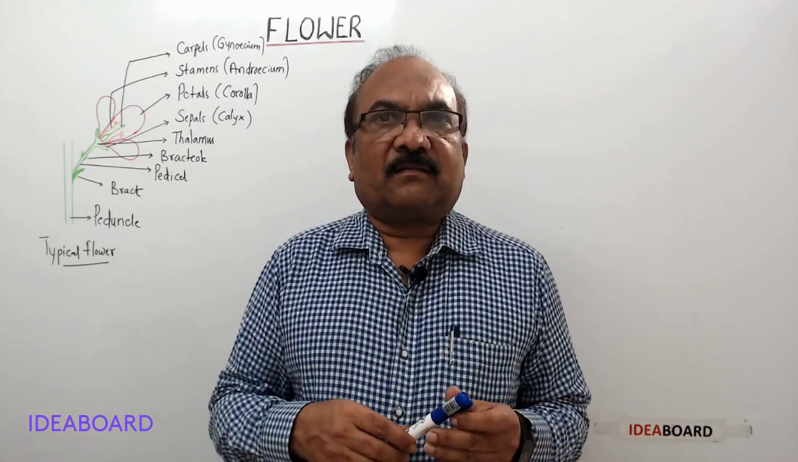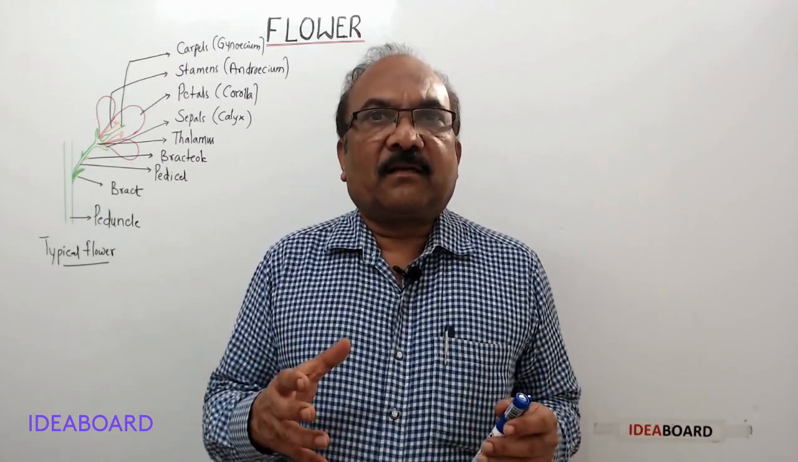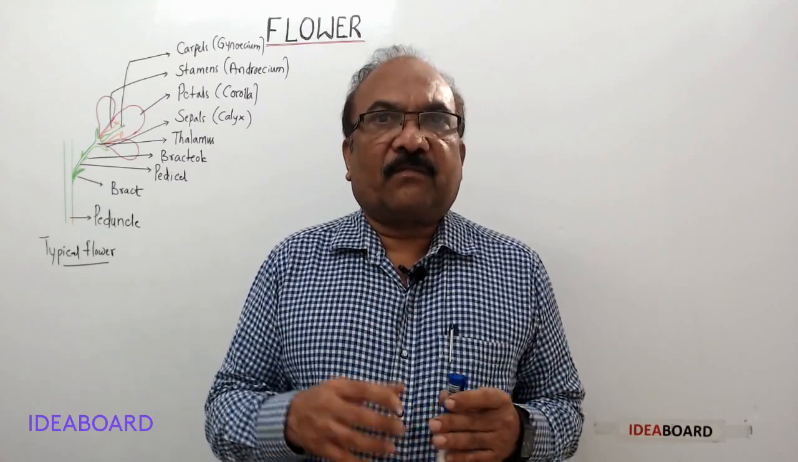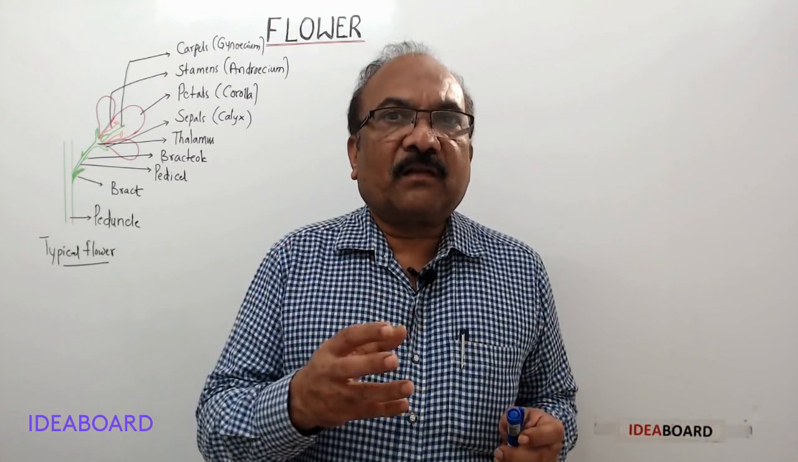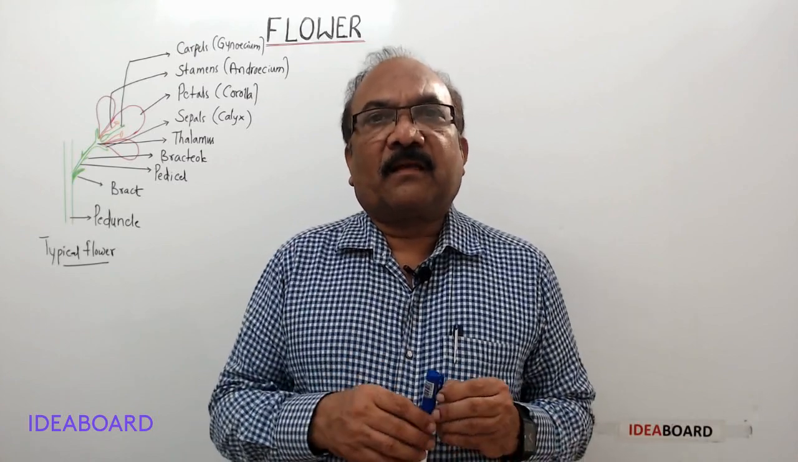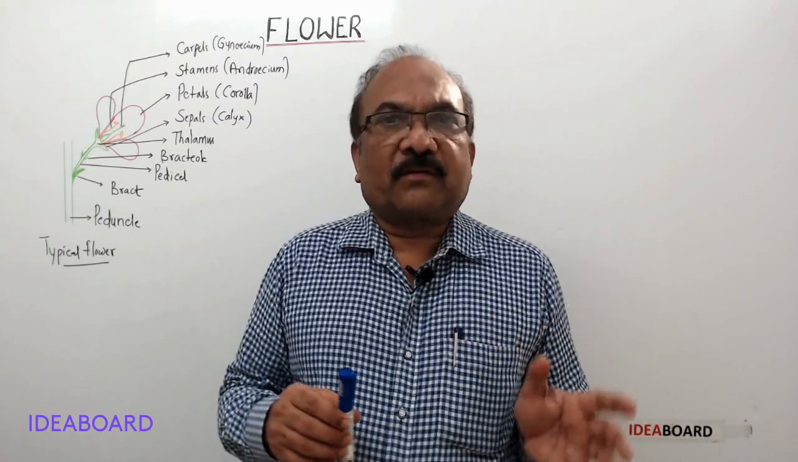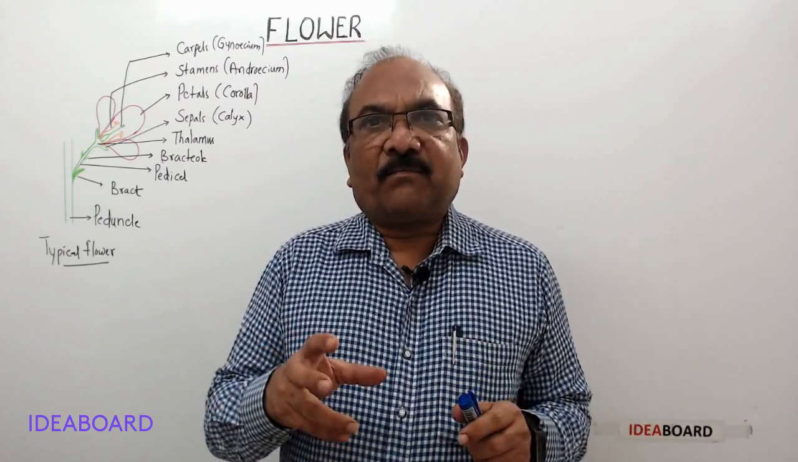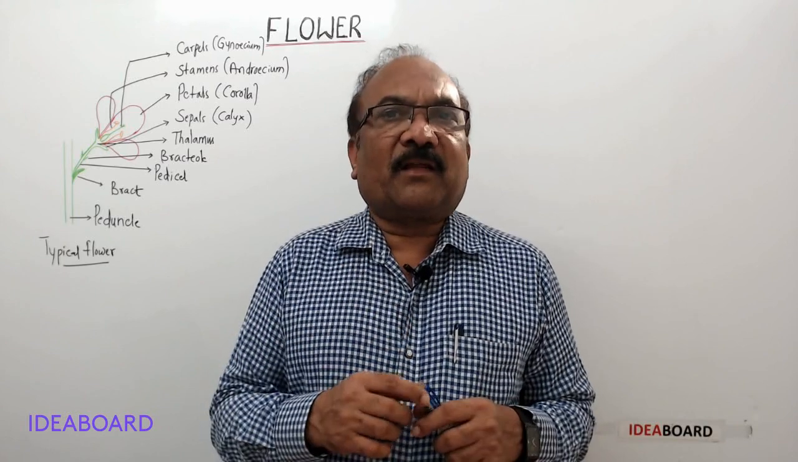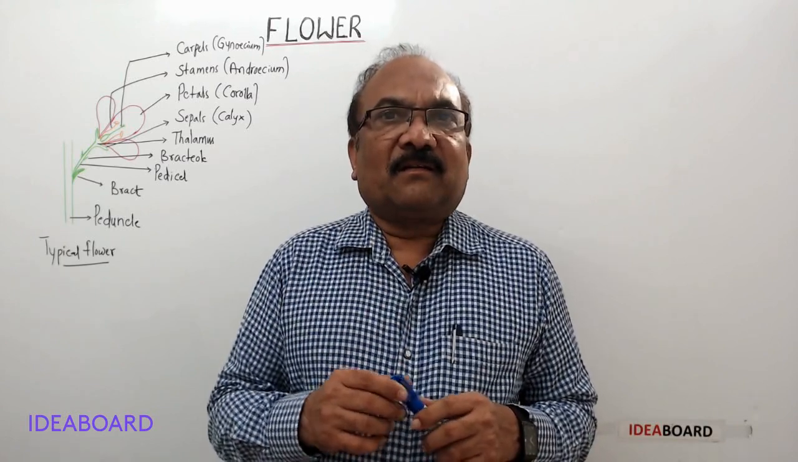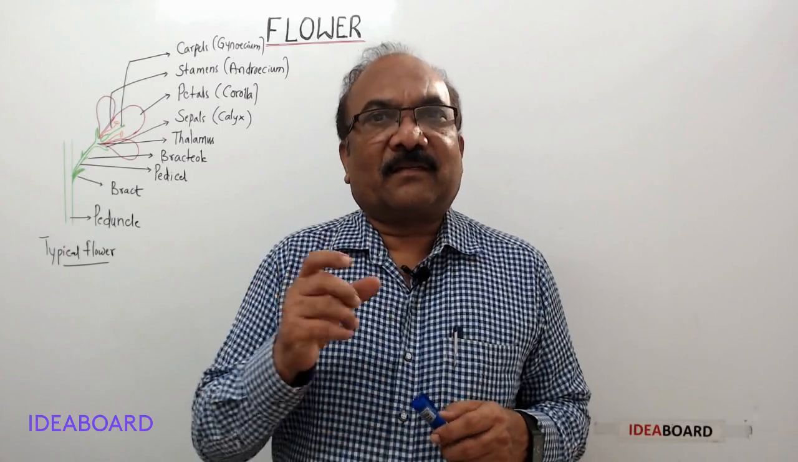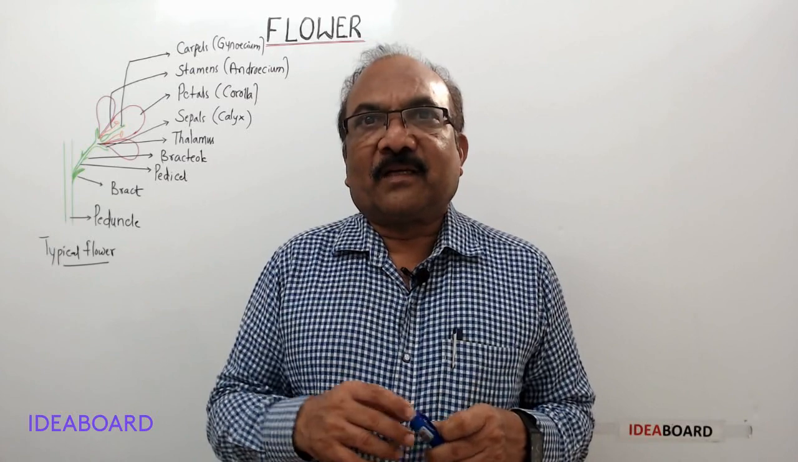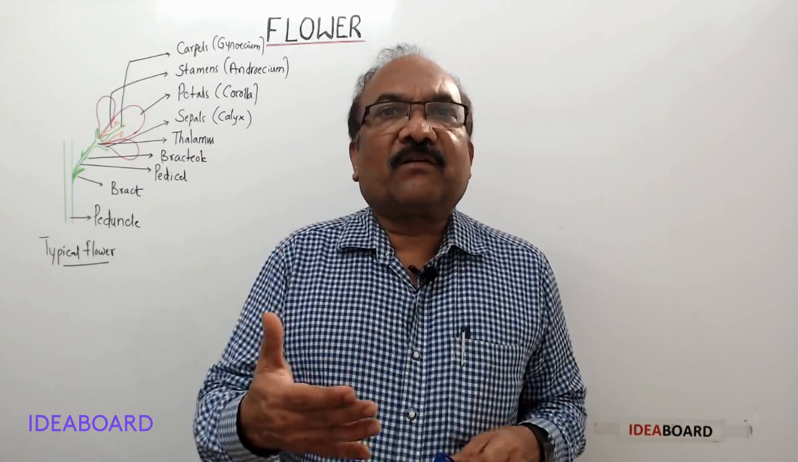What is a flower? Flower is an organ of sexual reproduction. So it is meant for sexual reproduction. But is it formed specially on the plant? This we have to discuss now. It is not formed specially. It is only a modification of the shoot system.